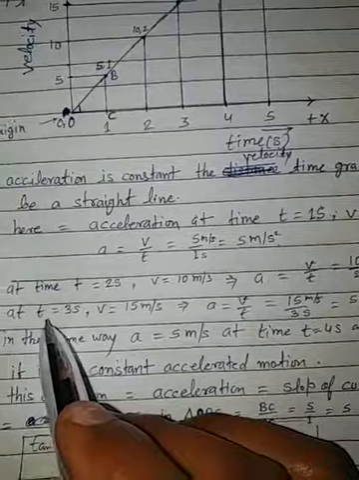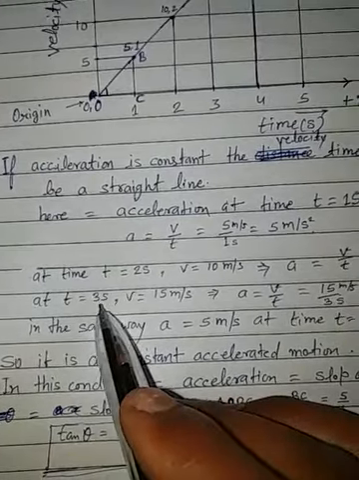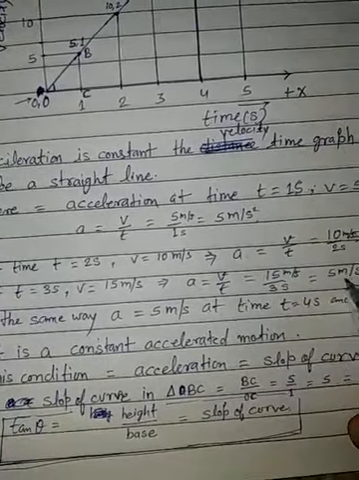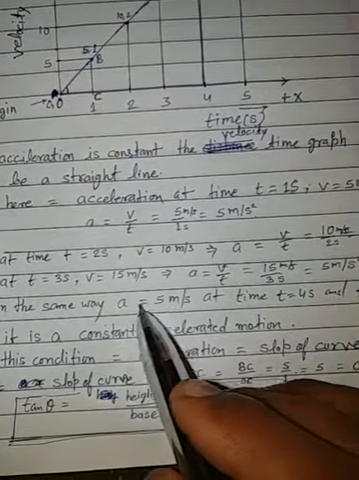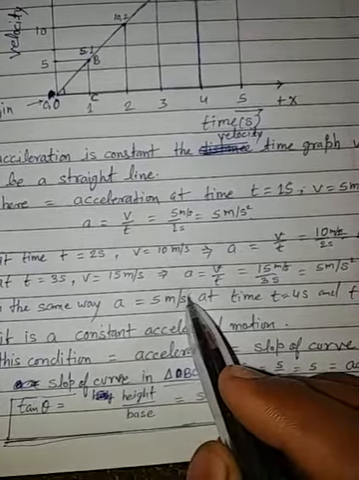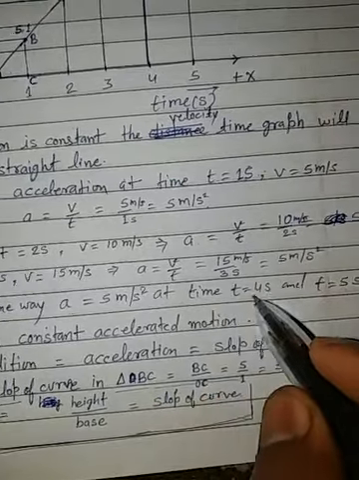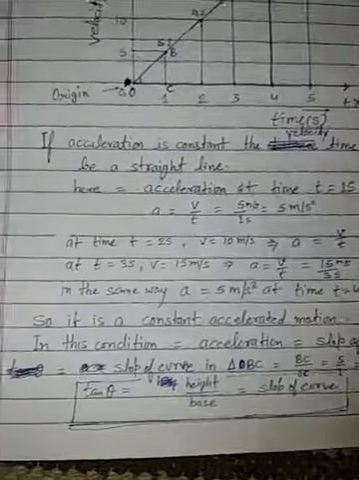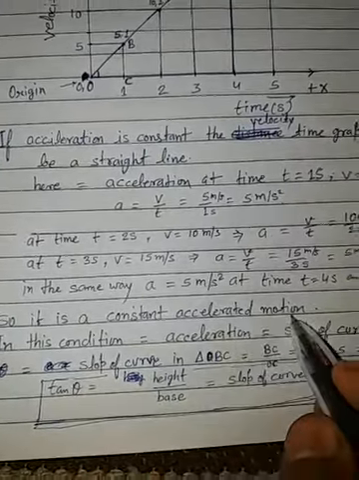In the same way, at a time equal to 3 second, v equal to 15 meter per second, a equal to 5 meter per second square. In the same way, acceleration equal to 5 meter per second square at time 4 second and time 5 second. So it is a constant accelerated motion.